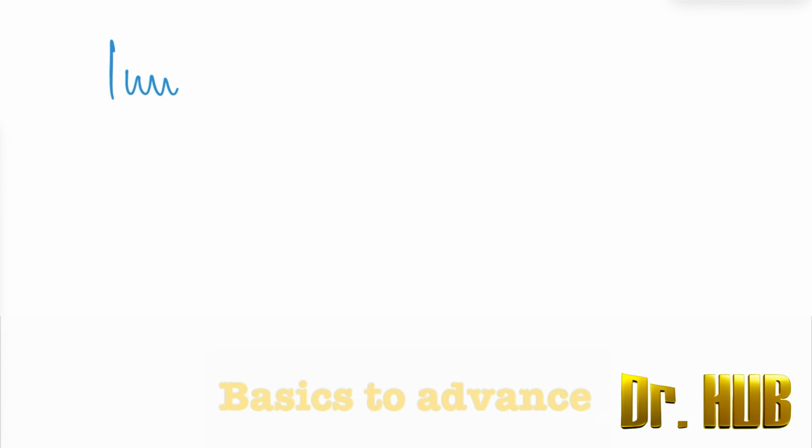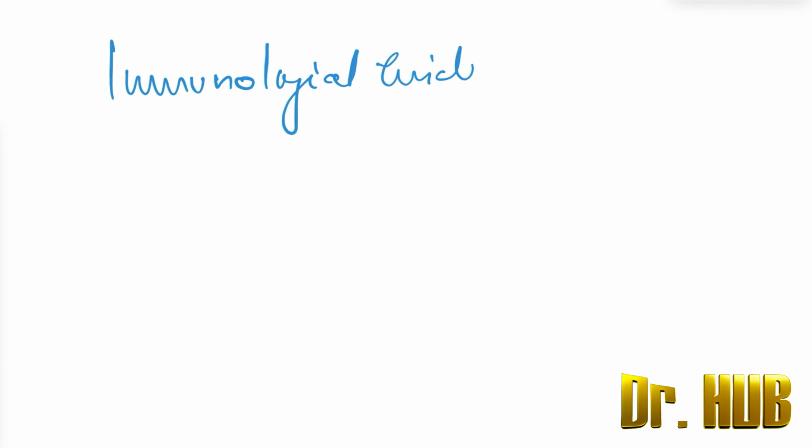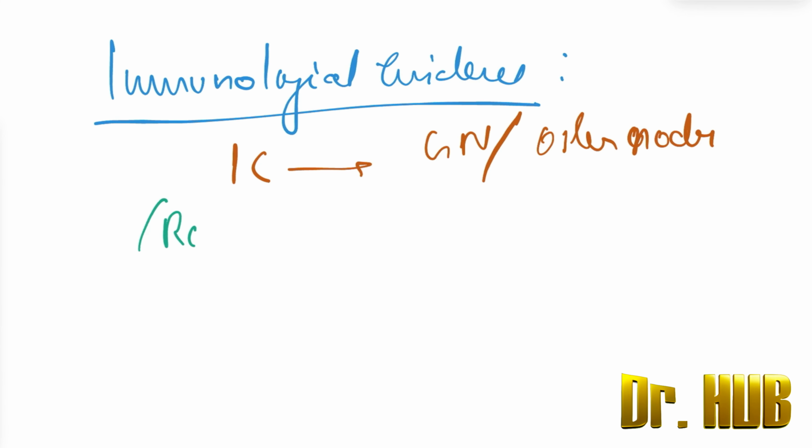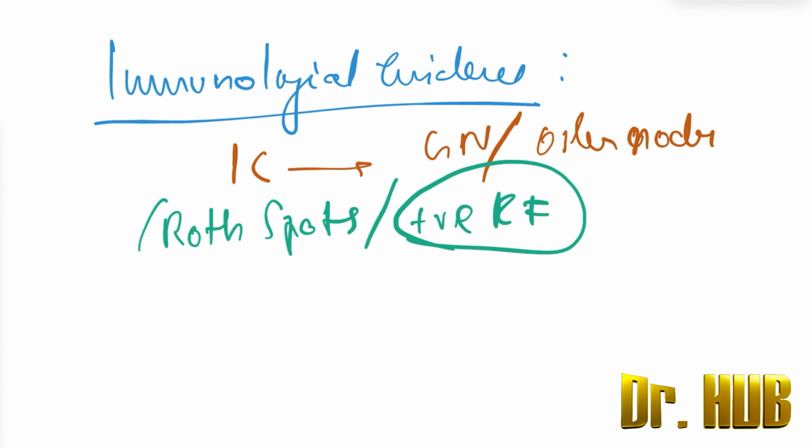Next one is immunological evidence. Under this immunological evidence, we look for immune complex mediated glomerulonephritis as well as Osler's nodes. Next, we also look for Roth spots as well as positive RF. What do you mean by positive RF? It is the rheumatoid factor.